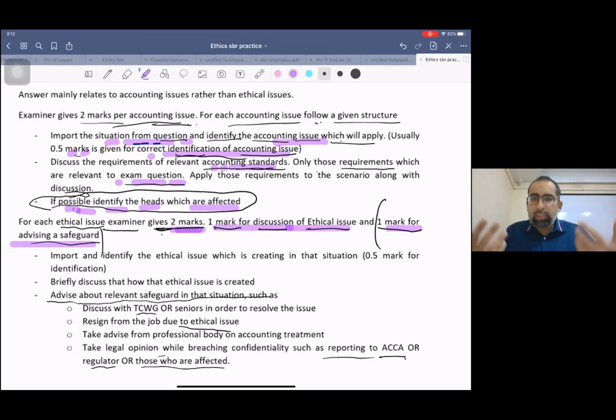It means what actions you need to take as a professional accountant. Now, I have written some of the very famous safeguards which you need to copy paste. Normally these are the major safeguards which you need to write.